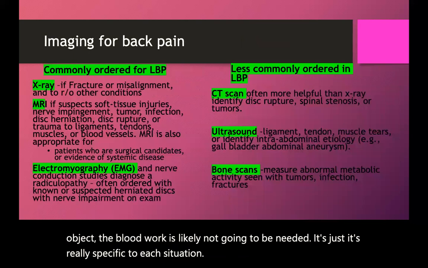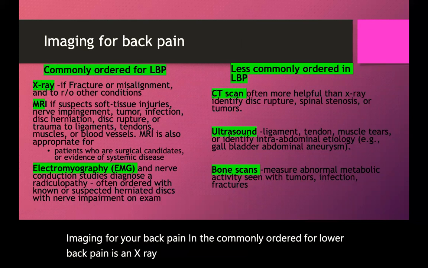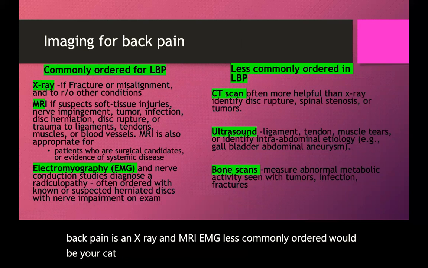For imaging for back pain, commonly ordered for lower back pain are an X-ray, an MRI, and EMGs. Less commonly ordered would be CT scans, ultrasounds, and bone scans.